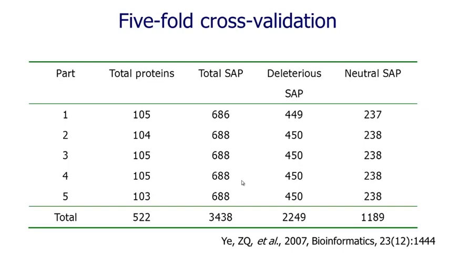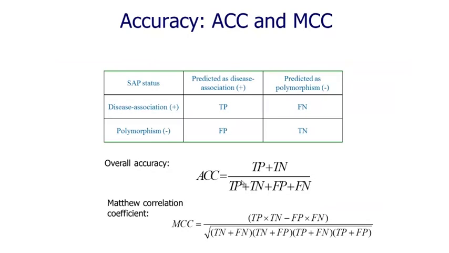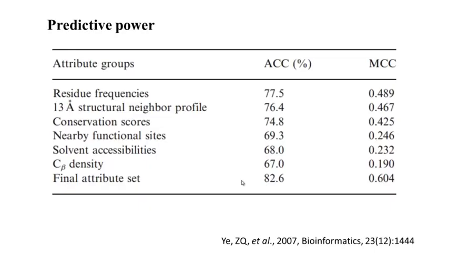We made sure that the data was balanced. Accuracy was calculated using both the standard accuracy and MCC, which is defined here. The results show that other than residue frequencies, the 13 angstrom structural neighbor profile had the highest predictive power. Nearby functional sites also had higher predictive power than solvent accessibility.